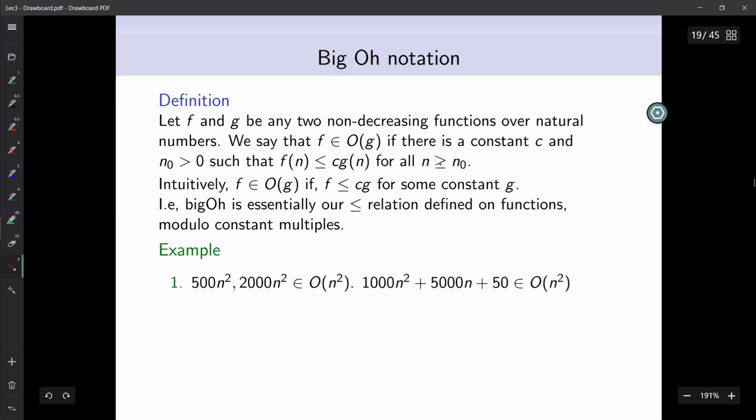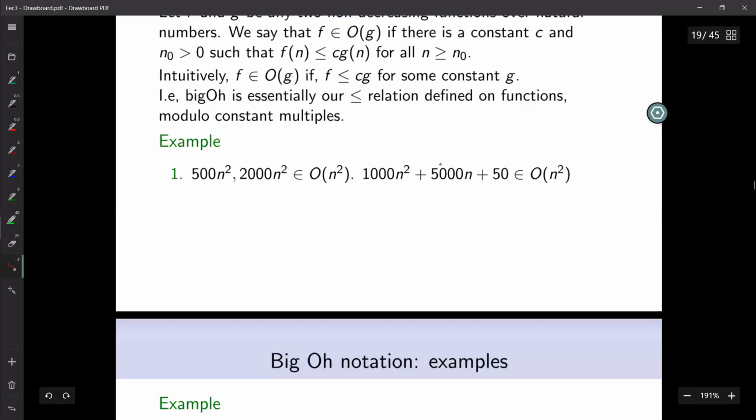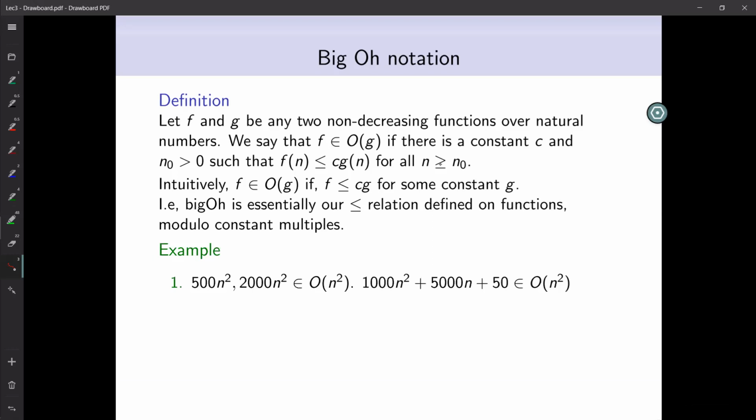So for example, 500 n square, 2000 n square, they're all in order of n square. Because if I take C as 500, 500 n square is less than or equal to 500 n square for every n, in fact. If I take C as 2000, then 2000 n square is less than or equal to 2000 n square, in fact, for every n. Similarly, if I take 1000 n square plus 5000 n plus 50, we can show that this is order of n square. So let's see why.